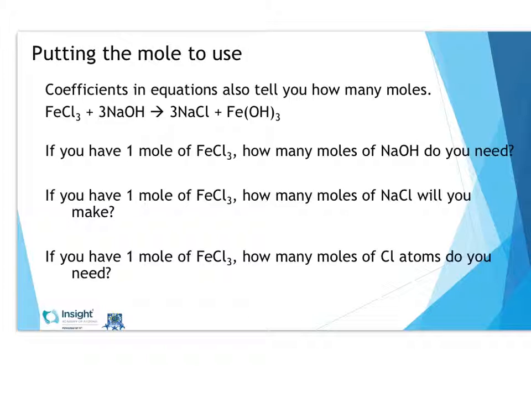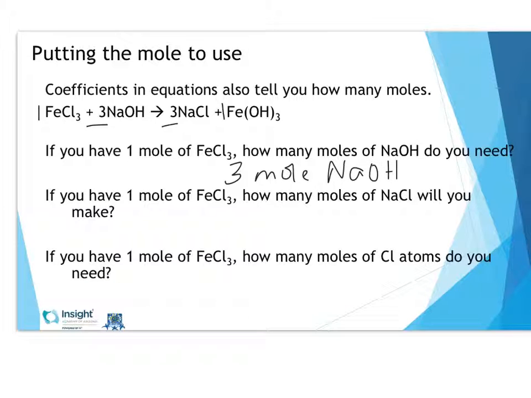Another way you can see moles is in a reaction equation. Those coefficients give you a ratio of moles. Okay, so like the iron chloride and the iron hydroxide have no number in there, so that would be 1. All right. So if you have 1 mole of iron chloride, how many moles of sodium hydroxide do you need? Okay, and that's where that 3 comes from. For every mole of iron chloride, we need 3 moles NaOH.